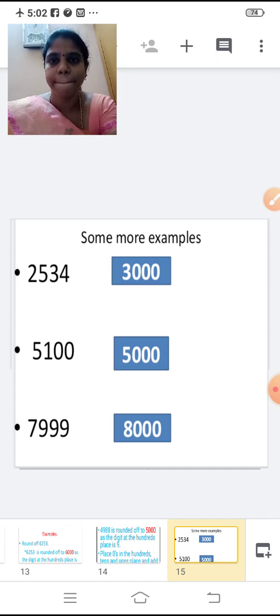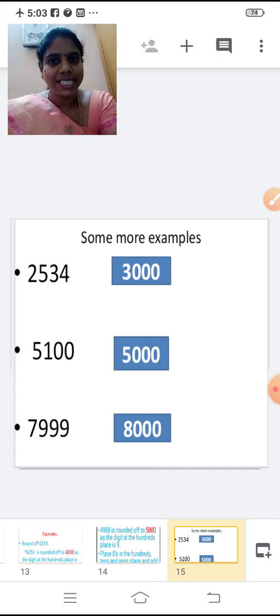Second example, 5,100. Now look at the digit at the hundreds place. What digit we are having at the hundreds place? 1. If it is 1, it is less than 4, right? So place zeros at the ones, tens and hundreds place, and the thousands place will remain as it is. So 5. 5,100 is rounded off to 5,000.